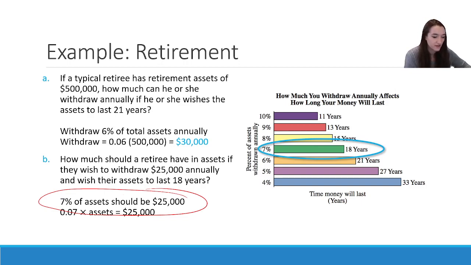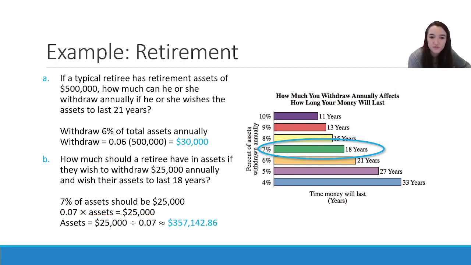So then we can solve that, right? We can solve for assets by dividing both sides by 0.07. So we get that assets equals $25,000 divided by 0.07, which is approximately $357,142.86. So in other words, they would need $357,000 approximately in order to save enough annually to have 18 years worth of assets for retirement.